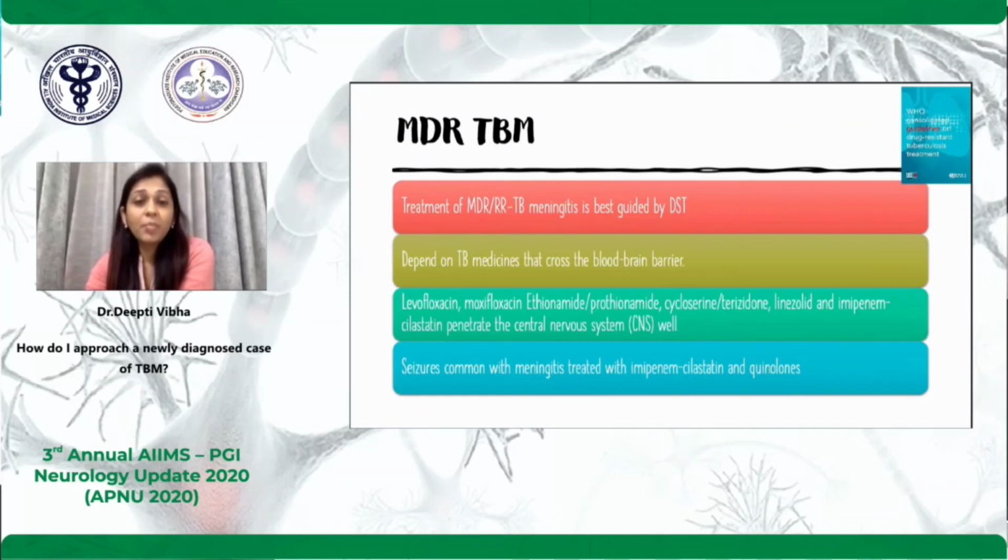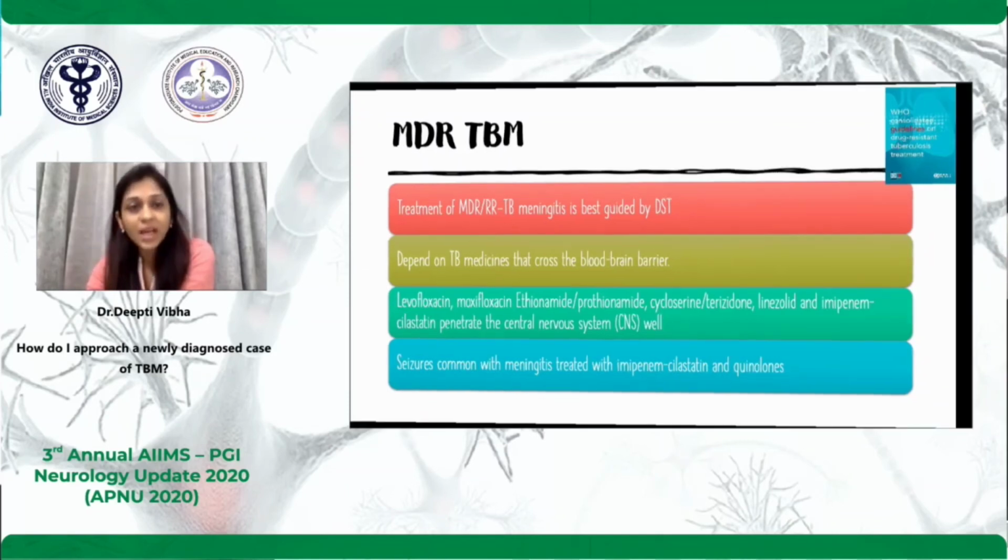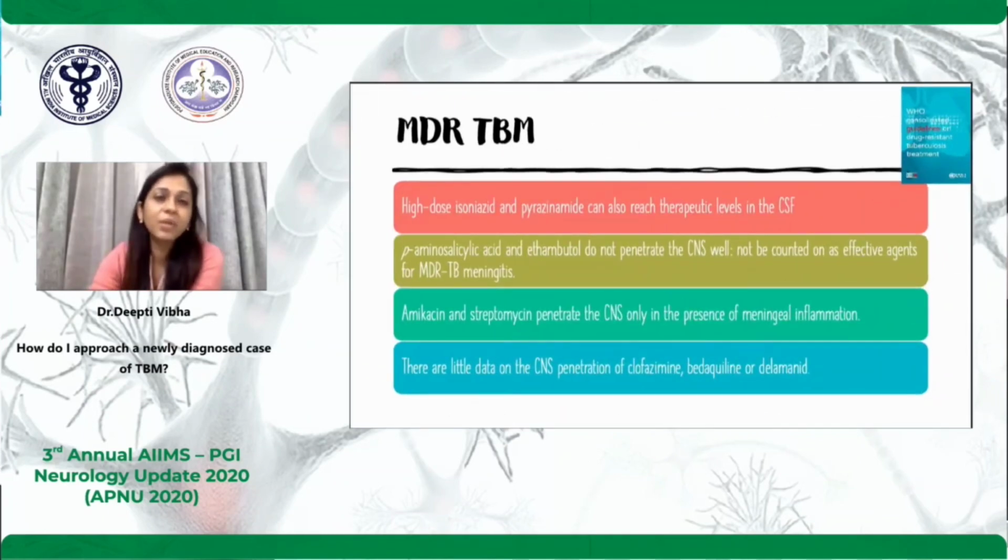Seizures are common with meningitis related to imipenem and also with quinolones. So there is a catch, sometimes you cannot give them because of this. High dose isoniazid and pyrazinamide can also reach therapeutic levels in CSF. PAS and ethambutol do not penetrate the CSF. Amikacin and streptomycin, or for that matter aminoglycosides, penetrate only in the presence of meningeal inflammation. And there is little data on CNS penetration of clofazimine, bedaquiline, and delamanid.